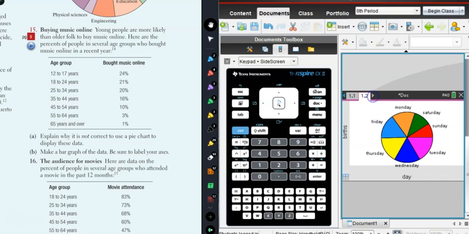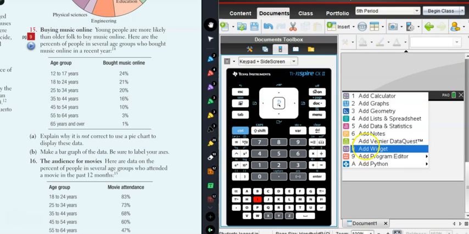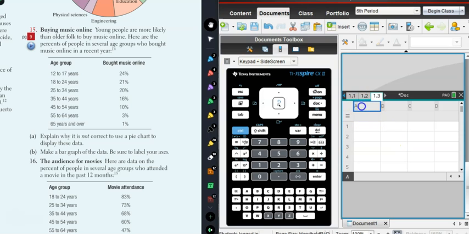So what I should do really is insert, let's see here, data and statistics. So I'm going to insert a new spreadsheet here. So column A, I'm going to call age group.